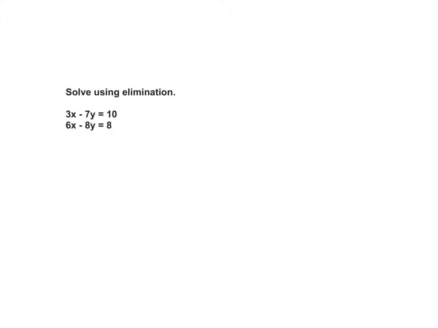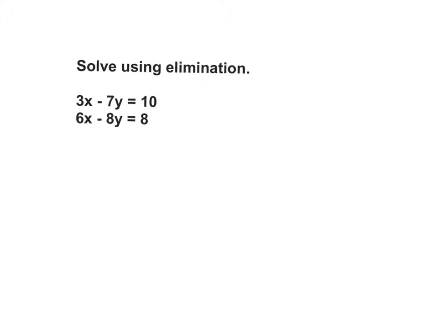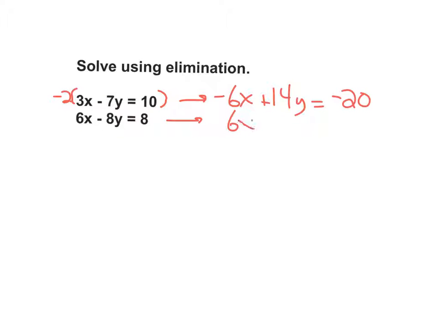It says solve by elimination, which is what you're going to say all day today. What I need to do is get one of my variables to go away, to eliminate, and I'm going to multiply one of my equations or both of them by something to make it go away. So I'm going to multiply the whole entire top equation by -2, because that's going to give me a -6x in my top equation, and I have a positive 6x in my second one, which means they're going to eliminate each other. So I have -6x. You've got to multiply everything by -2, plus 14y is -20. The second equation, I have 6x minus 8y equals 8.